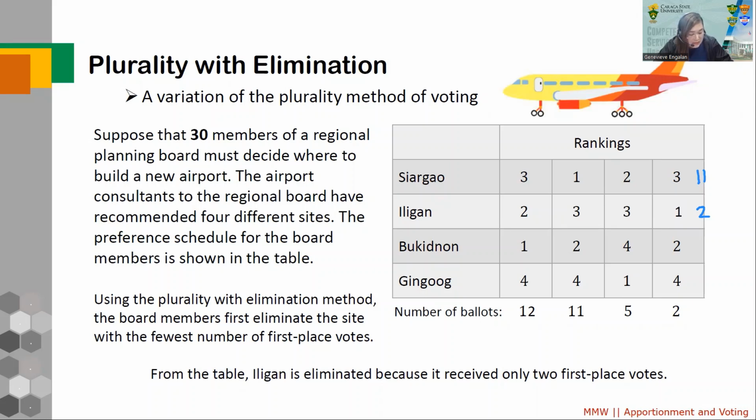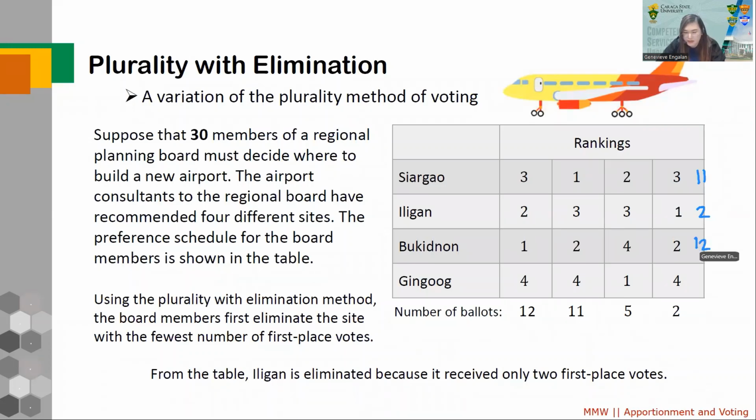Okay. Si Bukidnon, pila man kabuok ang nag-vote sa iya o first place? Okay, Sa Bukidnon, is 12 kabuok nag-vote sa iya o first place. No? So, iya 12 kabuok.